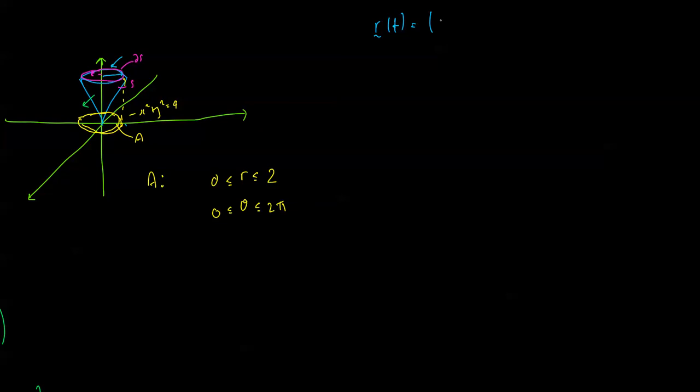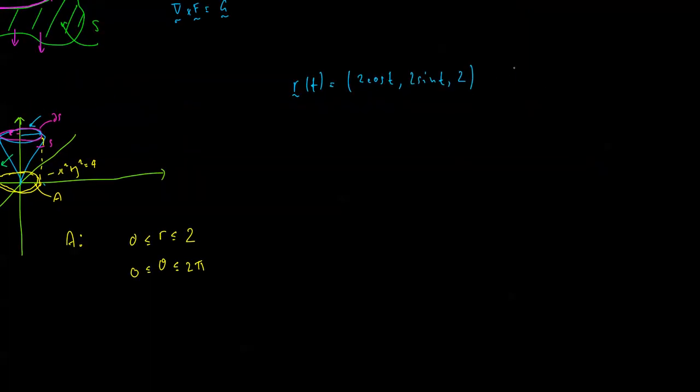So it's going to be 2 cos t, 2 sin t, and z is equal to 2, going from t equals 0 to 2 pi. That's going to be the parameterization, and that's going to give me the boundary of S. So the boundary of S is equal to r of t, 2 cos t, 2 sin t, and 2. Okay, so for the work done, remember I need to find r dash of t. I'll use a different color.